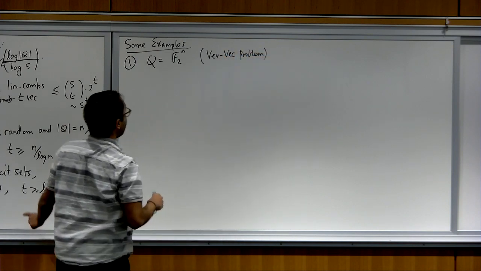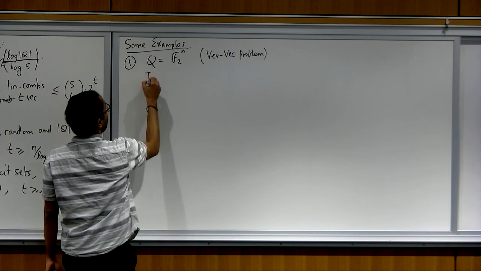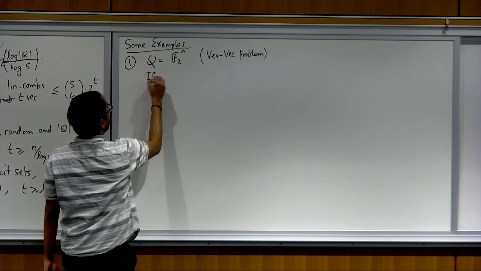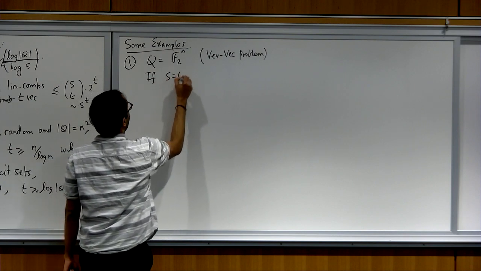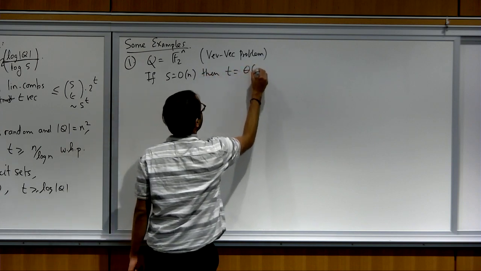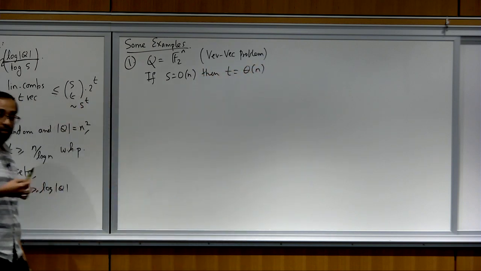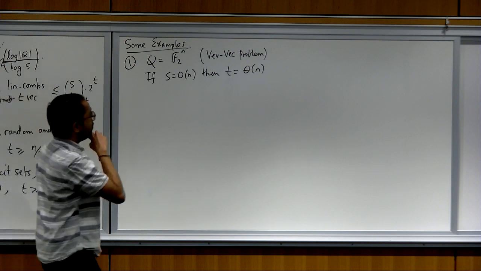So here we know from the upper bound side, actually, in fact, we know from both upper bounds and lower bounds that if S is order n, then T must be theta n. So the best you can probably do is just read all the bits off. So maybe you can only save on constant factors.